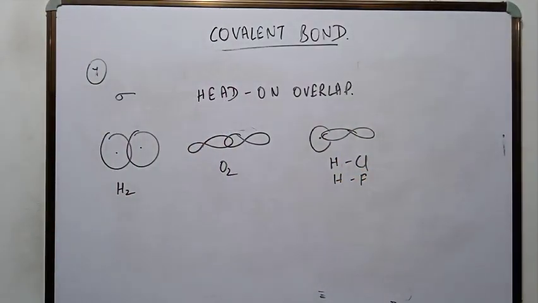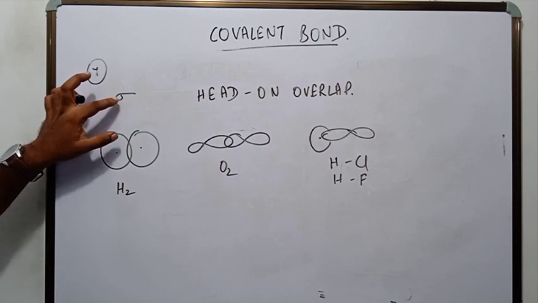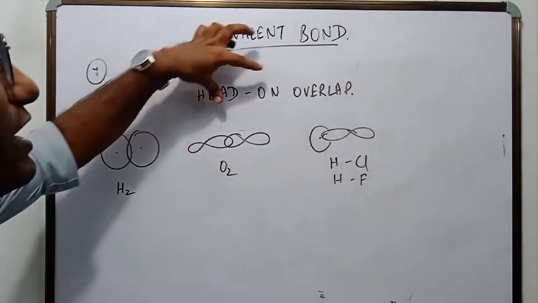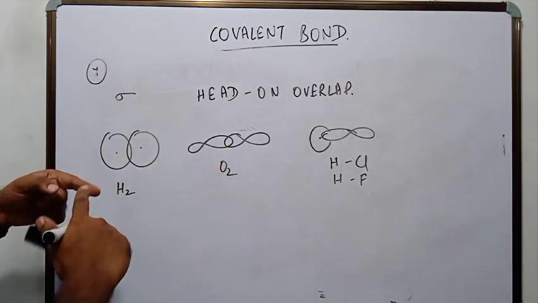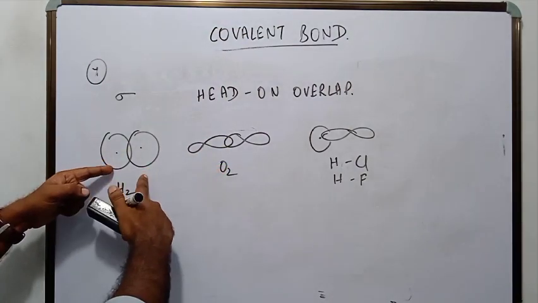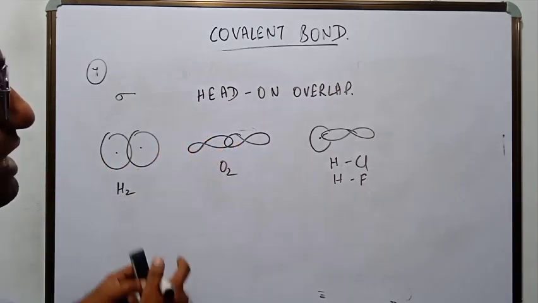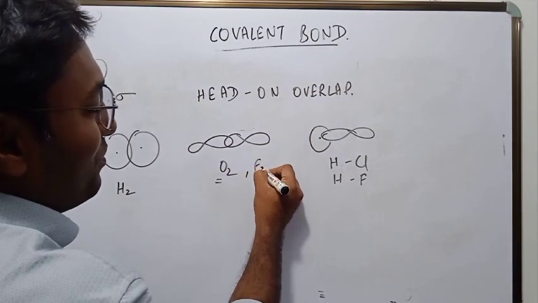These are head-on overlaps. This is an example of sigma bond overlap, a sigma covalent bond. It occurs because of head-on overlap between orbitals. This head-on overlap can be between an s and s orbital, for example H2. It can be between a p and p orbital, for example O2, F2, or Br2.